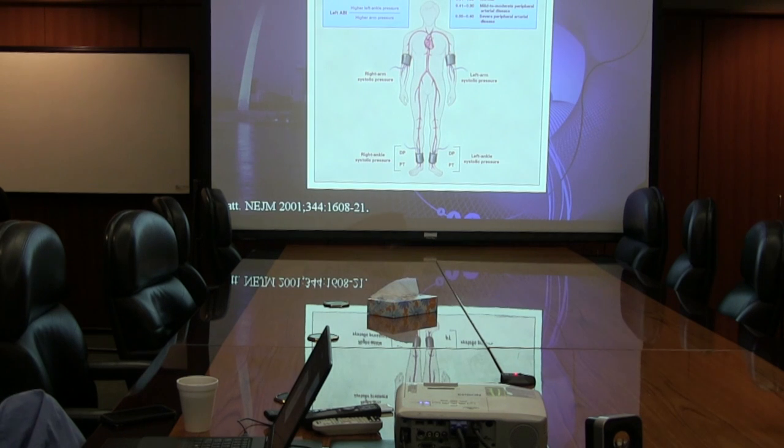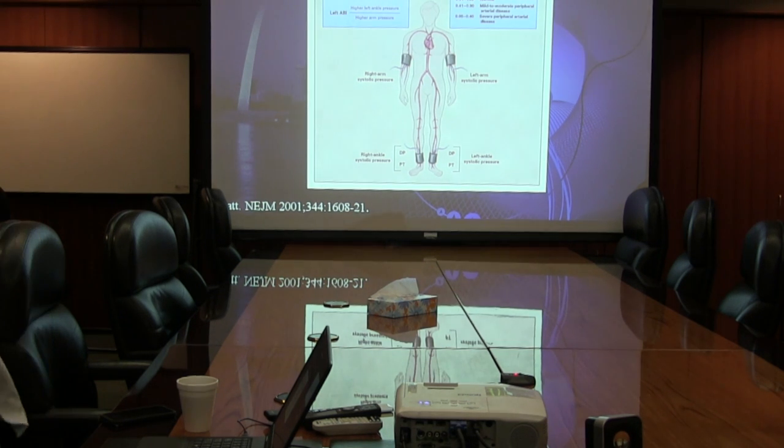So this is most important, so please ask questions. The way we do ABIs is first we check a blood pressure in both arms. We take the systolic pressure in the higher arm, the higher systolic pressure, okay? And that's our denominator, okay?